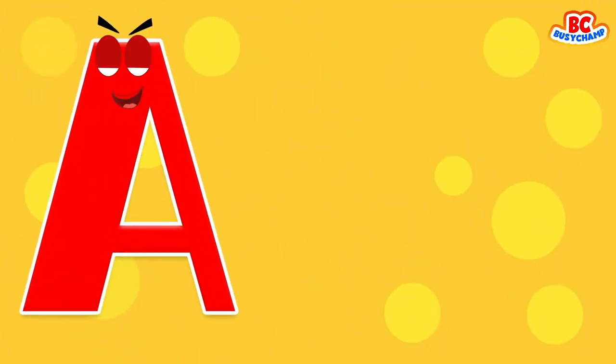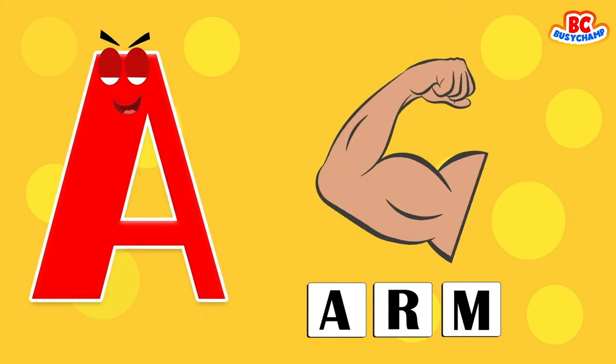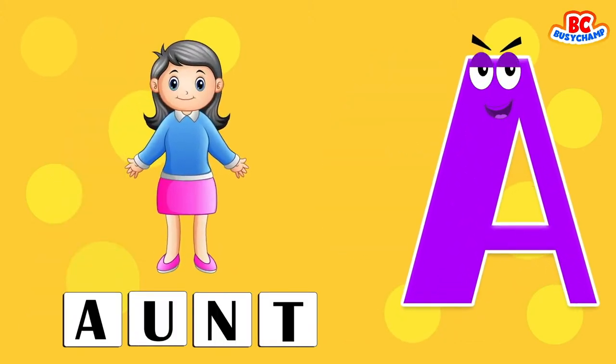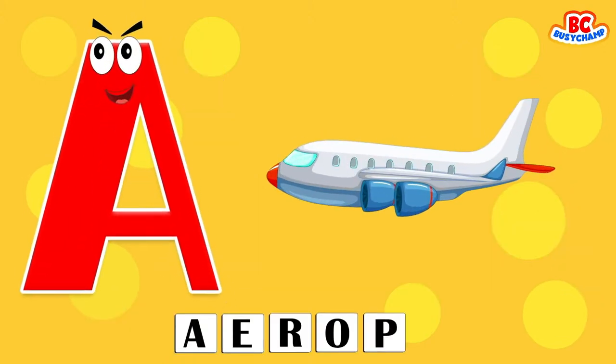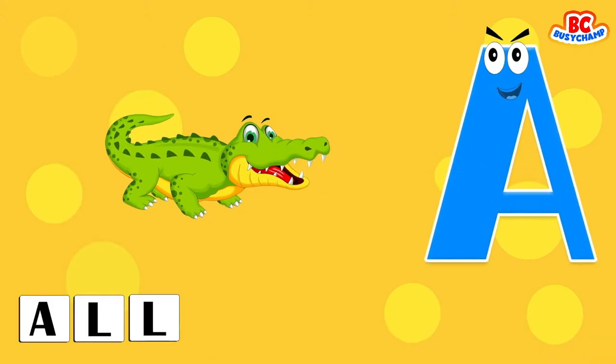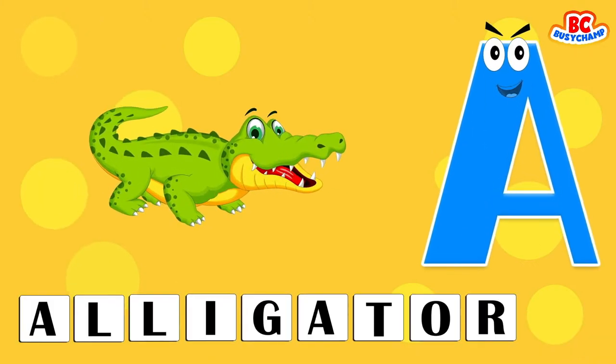A is for arm, arm. A is for aunt, aunt. A is for aeroplane, aeroplane. A is for alligator, alligator.